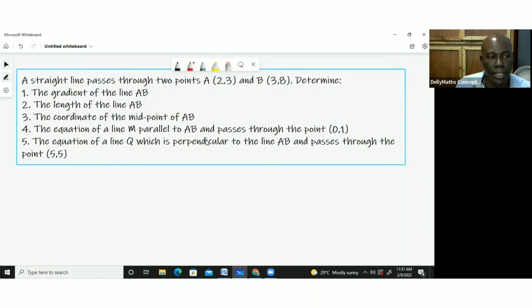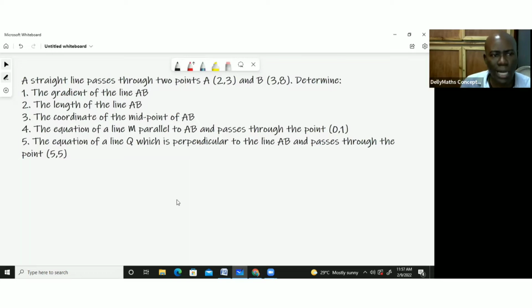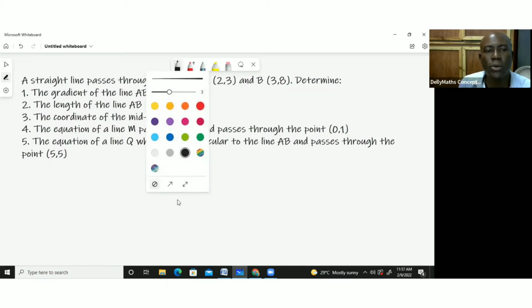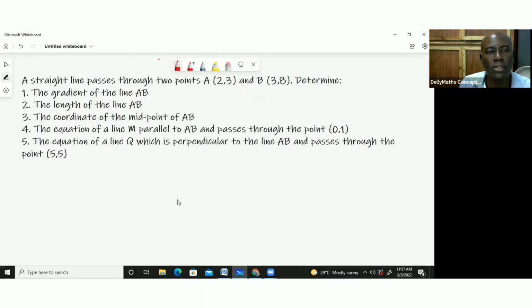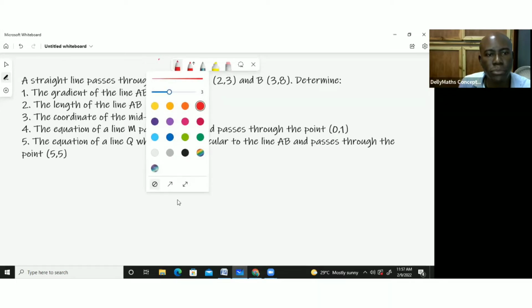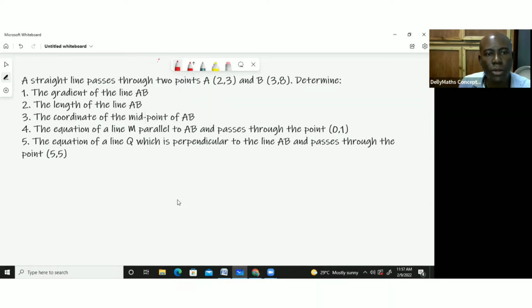So here it is. The first thing that we want to do when we're looking at coordinate geometry is quickly label our points, right? For example, we could call this X1, call this Y1. We could call this X2, and call that Y2 as well.